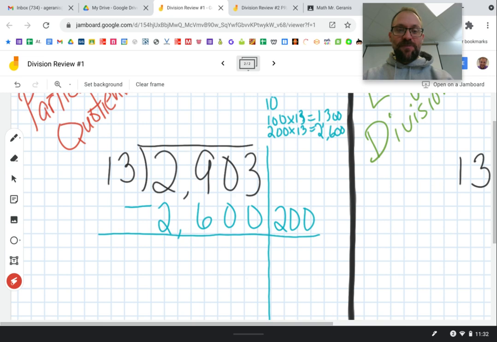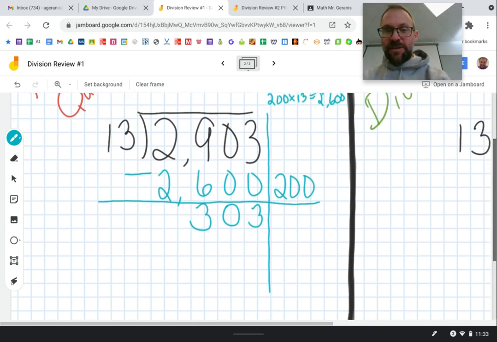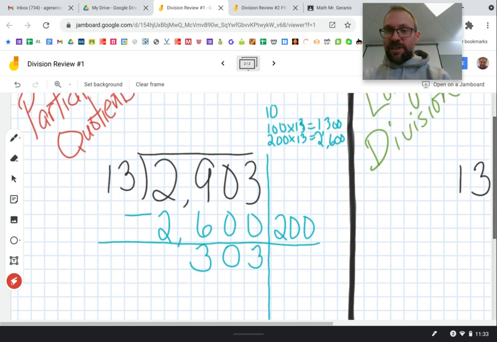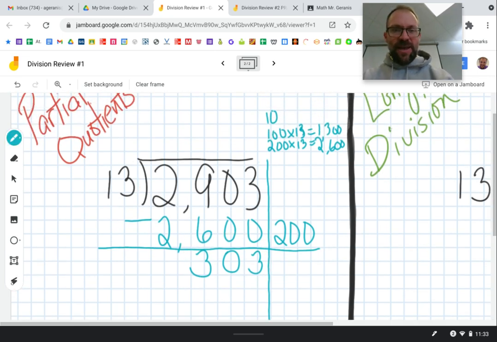And then we subtract. So 3 minus 0 is 3. 0 minus 0 is 0. And 9 minus 6 is 3. 303. Now, we repeat. All right. How many groups of 13 can I make from 303? Well, I'm going to go back to where I started. What about 10 groups? That's something easy to work with.